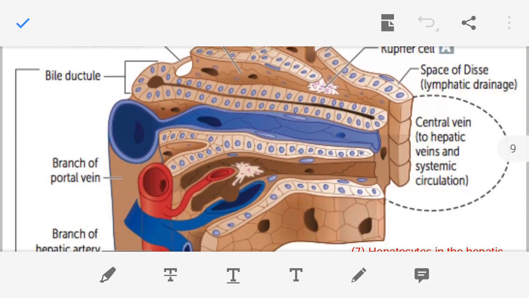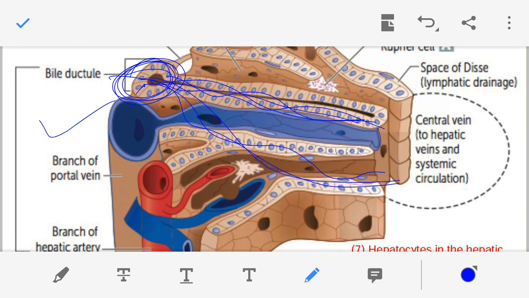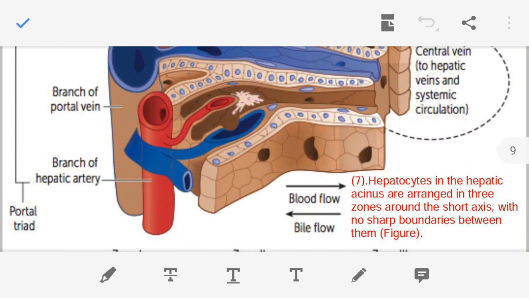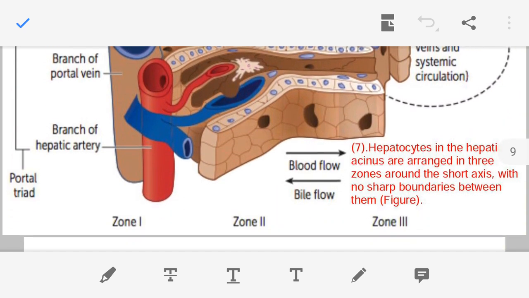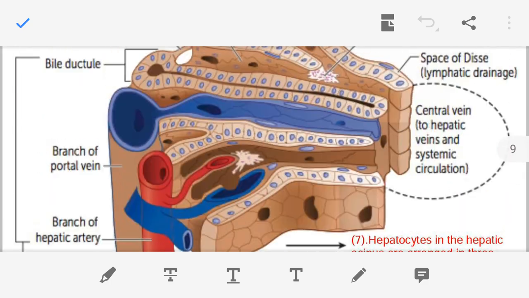So finally, the bile duct is present in the portal triad. So from all the cells, with the help of canaliculi and the ductule, the bile will ultimately be poured into the bile duct. So bile is flowing in the opposite direction. That's why these arrows are shown.